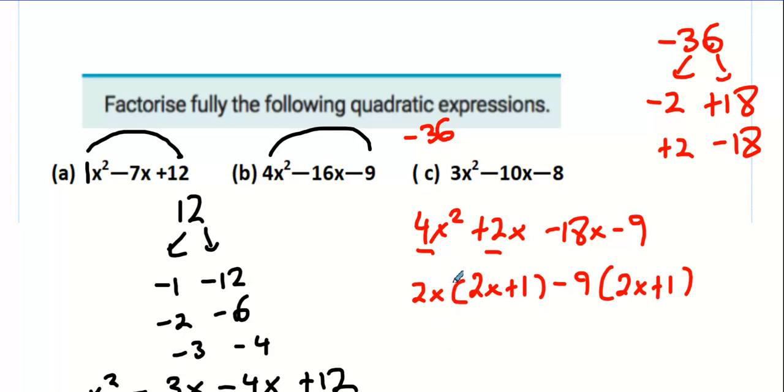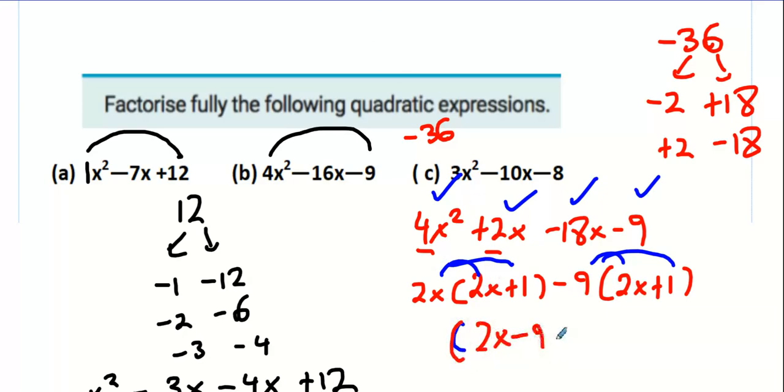SF, you multiply it back out. 2x by 2x. 2x by 1. 9 by 2x. 9 times 1. Exactly. And what do you have left over then? What's the answer? Yeah. Yeah. Okay. Is that all right?